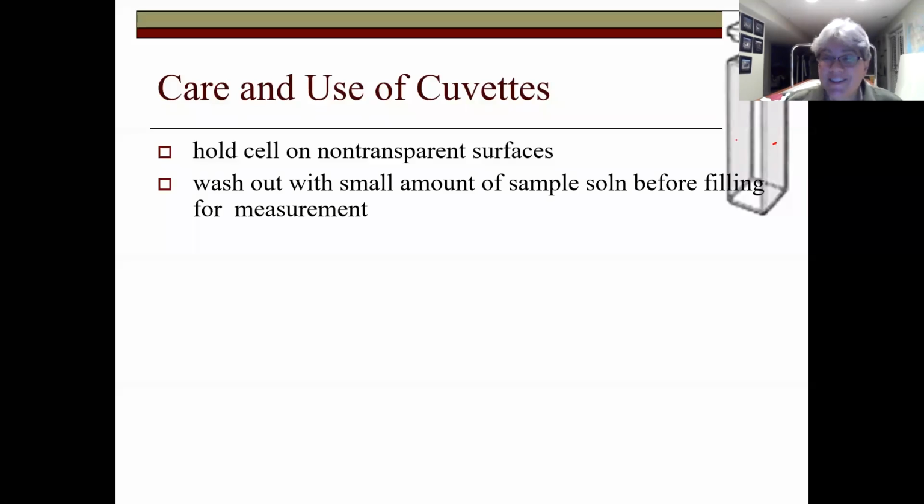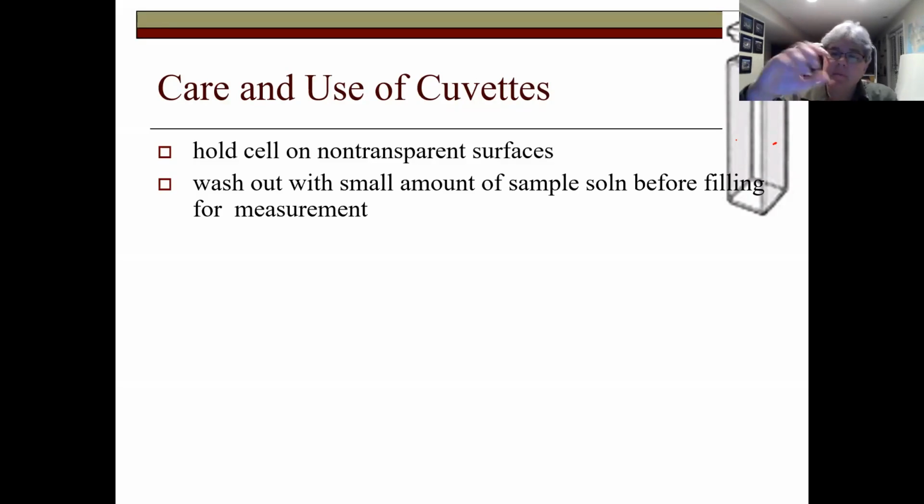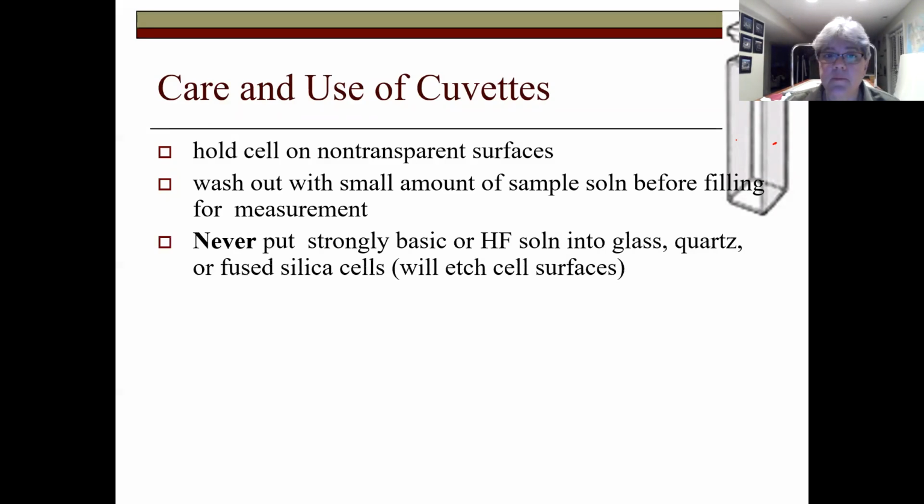If you're doing quantitative analysis, which you almost always are, you should take your solution and wash out the cell and dump that and then put new solution in so that you don't affect the concentration by anything that's been left in the cell from before.